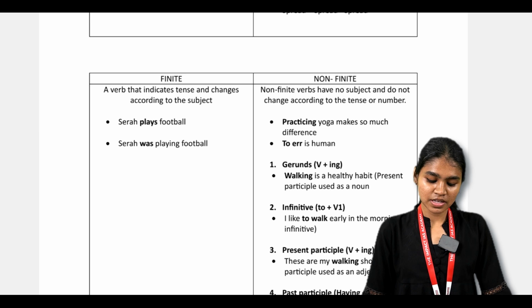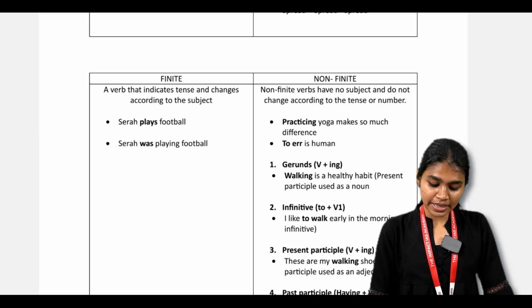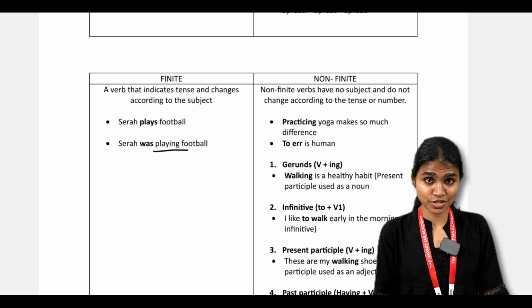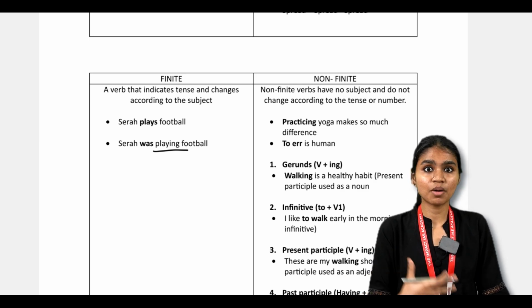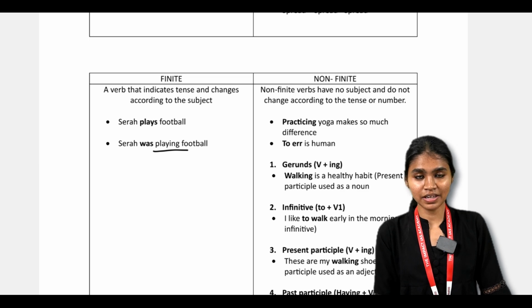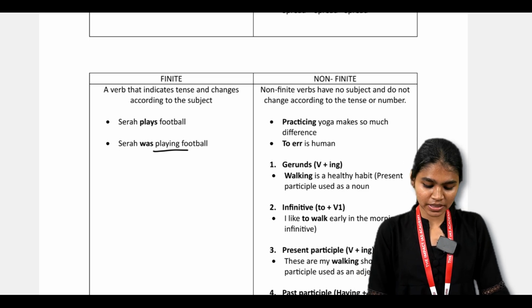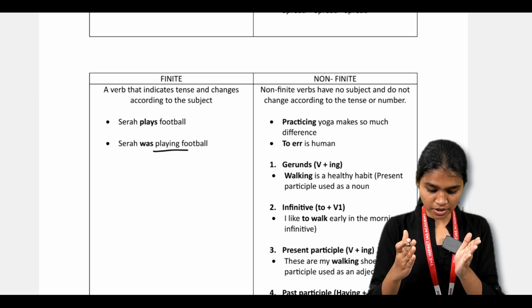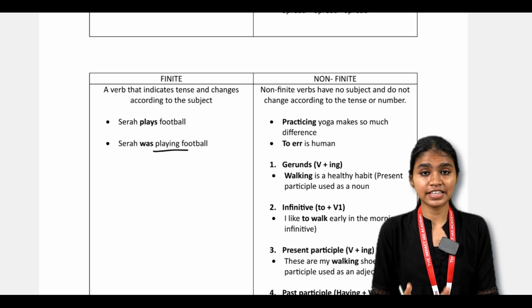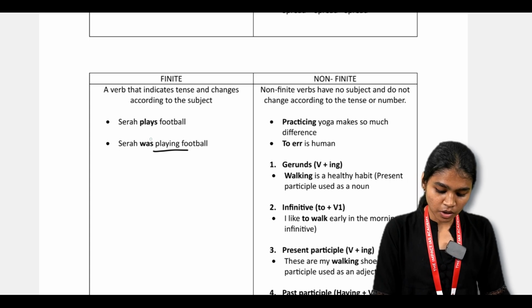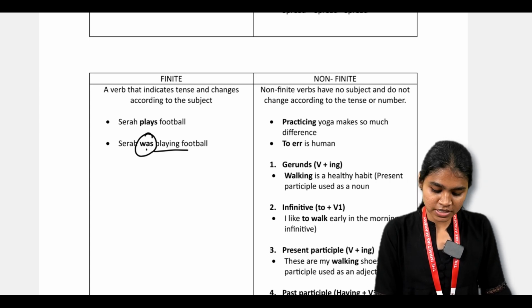Second sentence பாருங்க. Sarah was playing football. இங்க playingங்கிற அந்த verb doesn't indicate anything. It doesn't indicate the tense of the subject, nor does it indicate anything about the subject. Tense of the sentence அது ஒன்னும் பெருசா இண்டிகேட் பண்ணல. சப்ஜெக்ட் பத்தின எந்த டீடைலுமே இந்த playingங்கிற verb கன்வே பண்ணல. Whereas the onus of indicating the tense and also the details about the subject is on the auxiliary verb was.